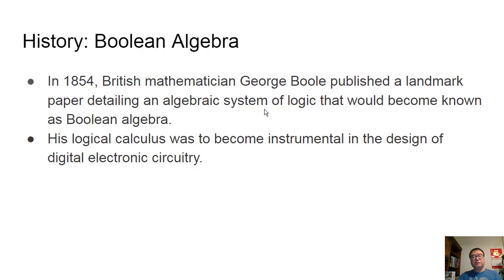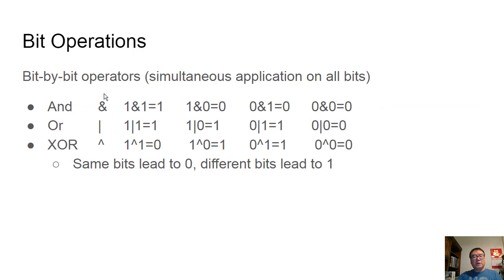He introduced an algebraic system, essentially operations on true false values. This is known as Boolean algebra, and this calculus became important in designing digital computers. So we've seen logical AND and OR before. Those are double ampersand for logical AND. Those operate on logical values, on true false values.